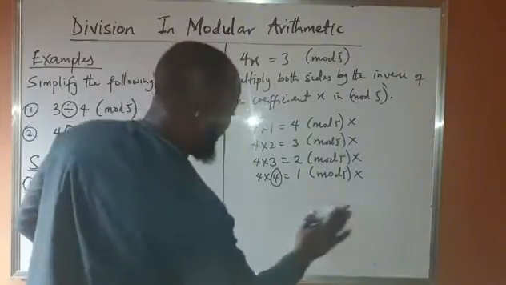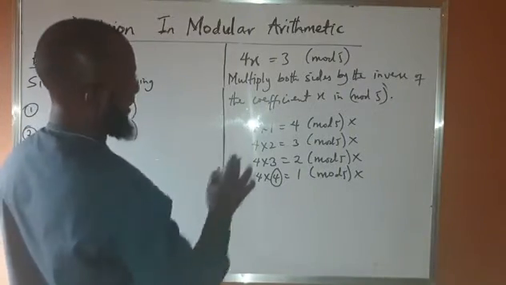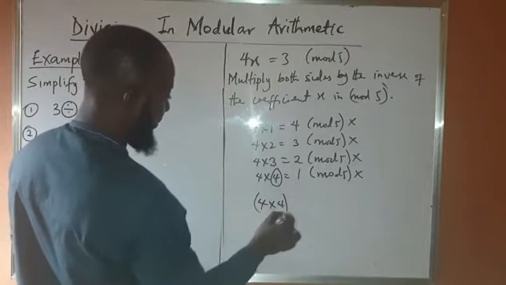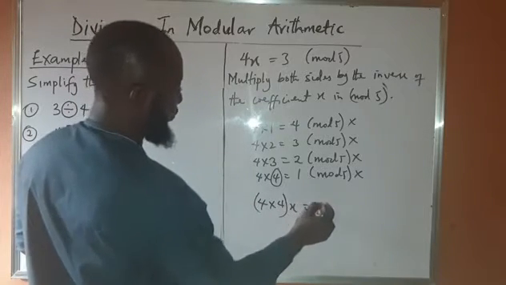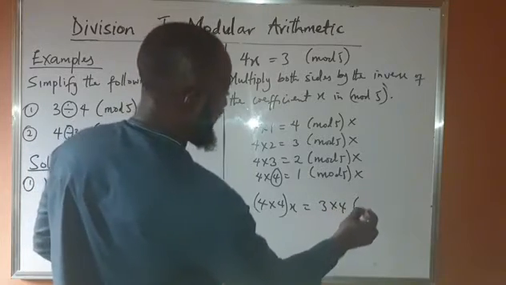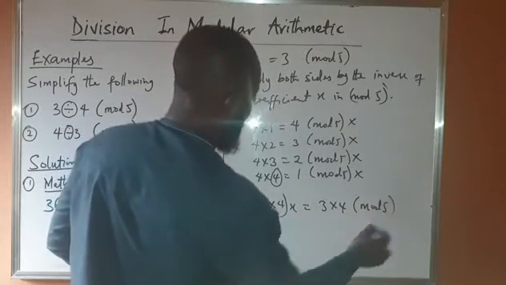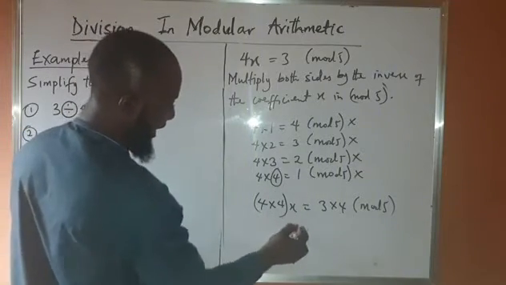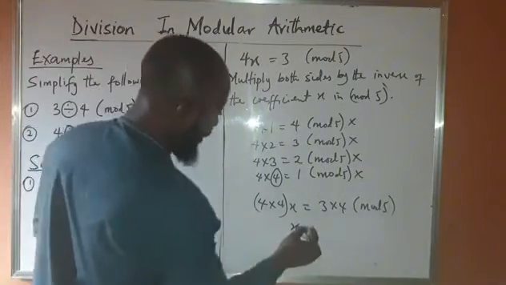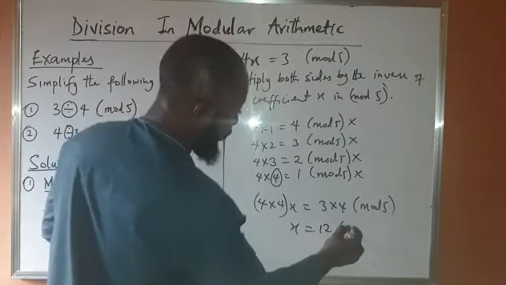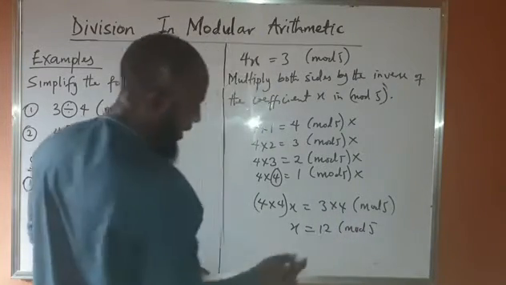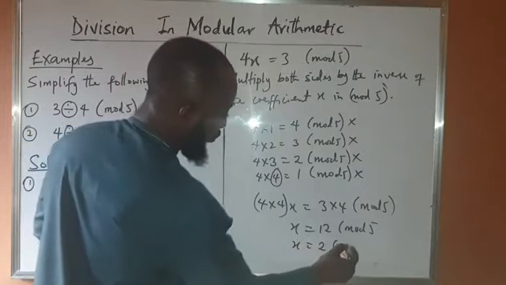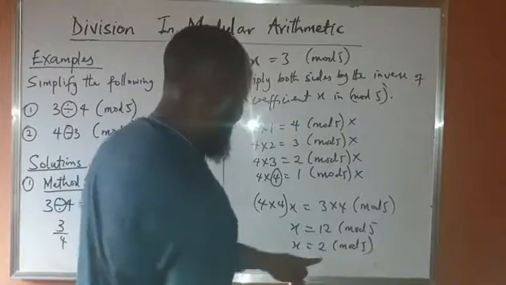So I want you to understand clearly. That means 4 times 4 will be equal to 3 times 4, everything in mod 5. So 4 times 4 in mod 5 will give us 1. So 1 times x gives us x. That's what we're saying. So it will be equal to 12 mod 5. So we now simplify this 12, so x will then be equal to 2 mod 5. So the answer is 2.